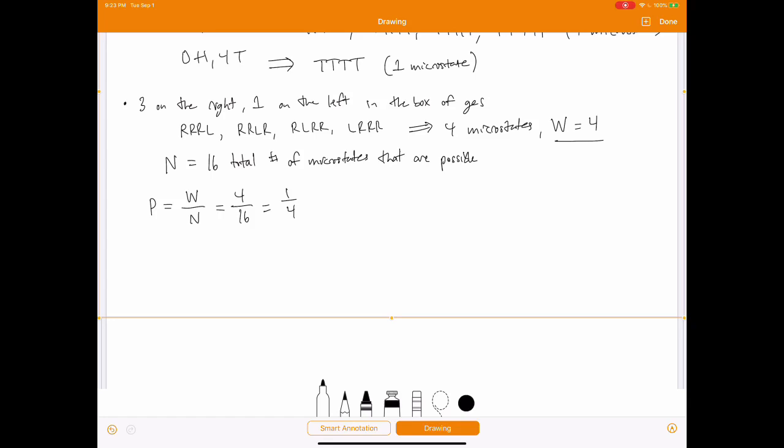In terms of the entropy of this state, what would S be? Well, that's given by Boltzmann's constant times the natural log of W. And so we can calculate this as well. Boltzmann's constant is 1.38 × 10^-23 joules per Kelvin. We multiply this by the natural log of W, which is 4. If you work this out, you get 1.91 × 10^-23 joules per Kelvin.